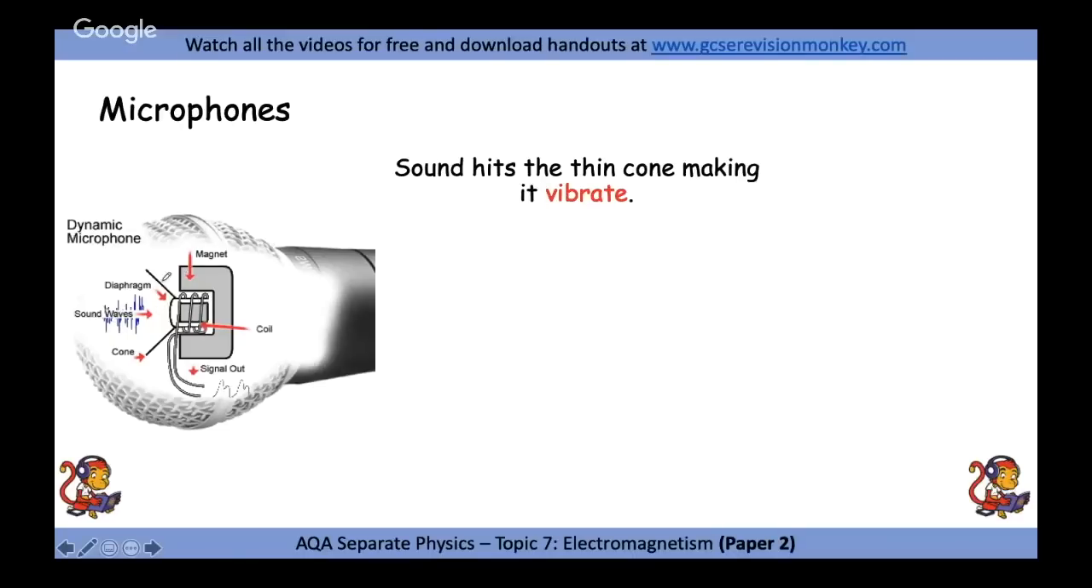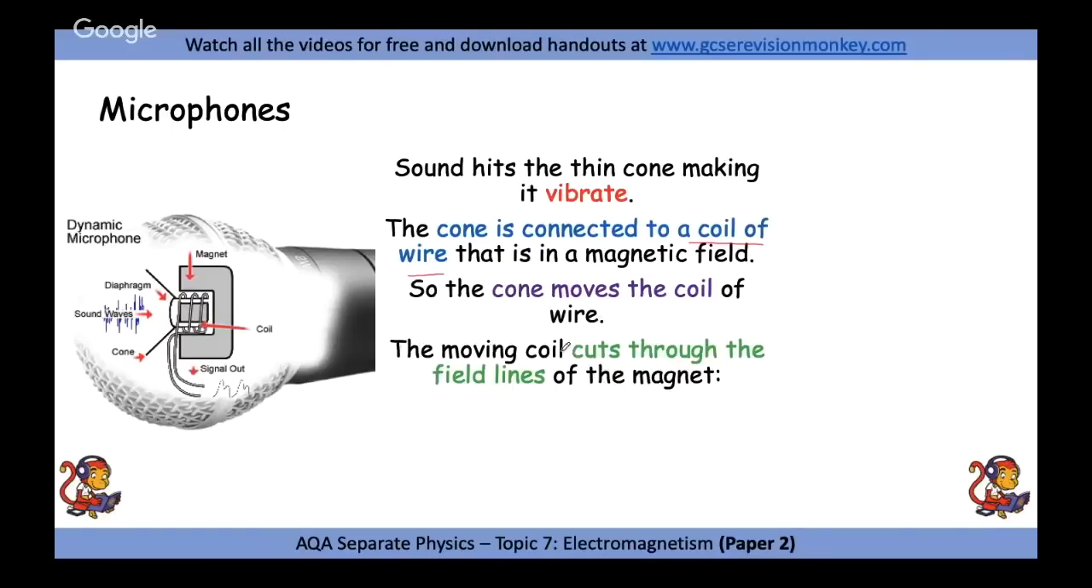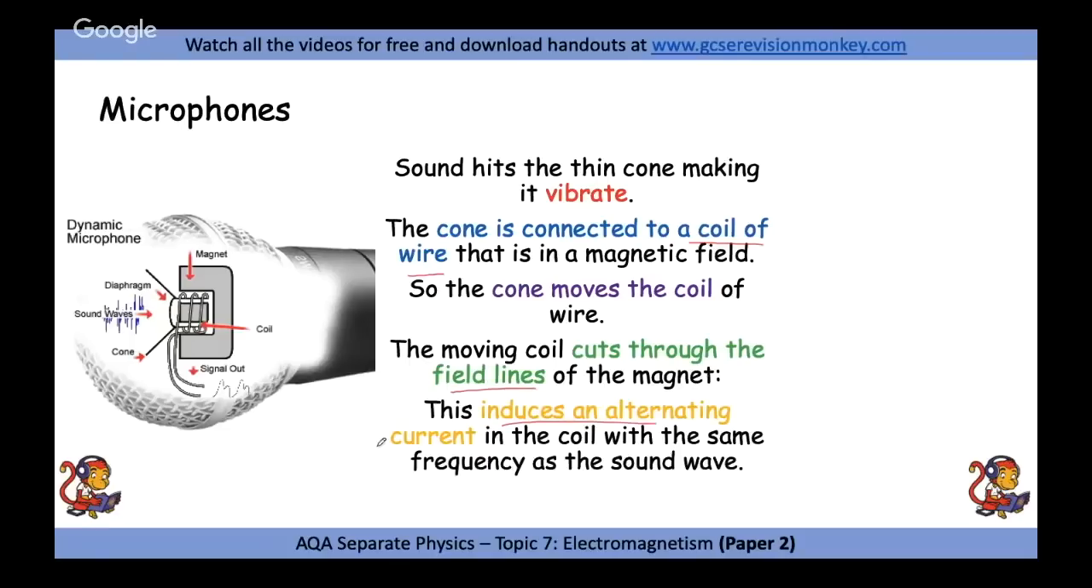So those areas of compression and rarefaction in the sound wave. The cone is connected to a coil of wire, so just a normal copper wire. That is inside a magnet, so in a magnetic field. So the cone moves the coil of wire when sound waves hit it. The moving coil cuts through the field lines of the magnet. This induces an alternating current in the coil, which has the same frequency as the sound wave. So the frequency that's in the electrical signal that comes out will be the same as the frequency of the sound waves that go in.